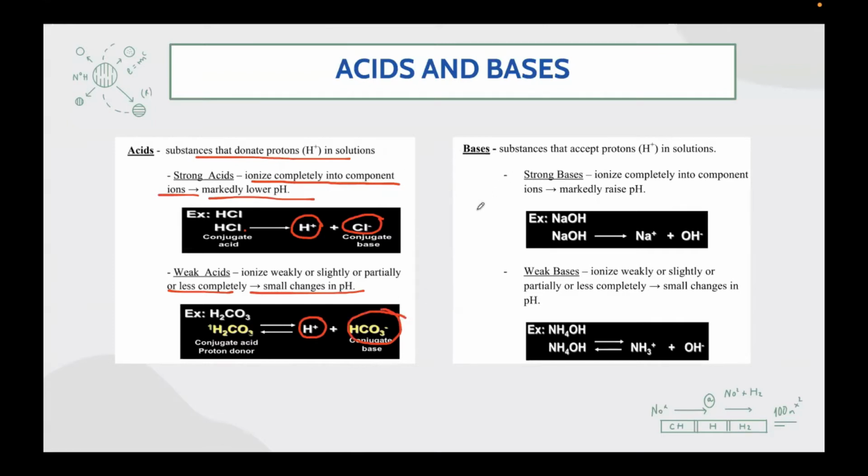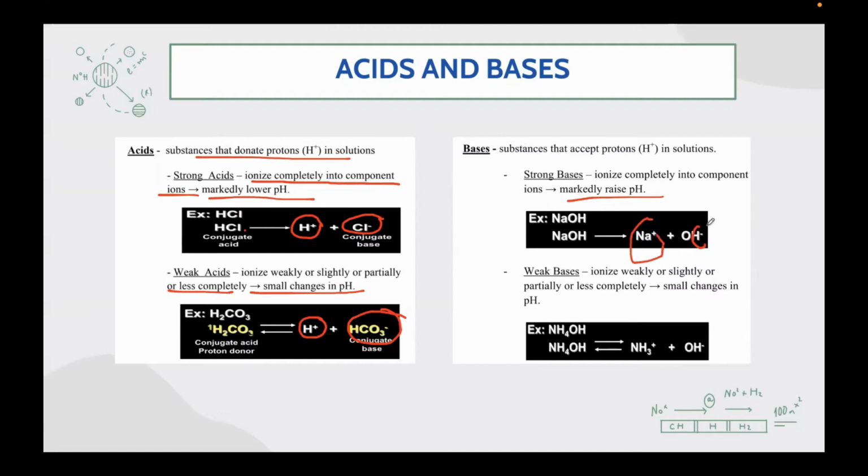Okay, next for your bases, these are the substances that accepts your proton or your hydrogen in solution. Mga strong bases natin, they ionize completely into component ions. They markedly raise the pH. Okay, nagdi-dissociate completely, naghihiwalay completely. Example natin dyan ng ating mga sodium hydroxide. Kapag ka nadagdagan ng water, naghiwalay completely. Naging sodium niya, naging hydroxide na.